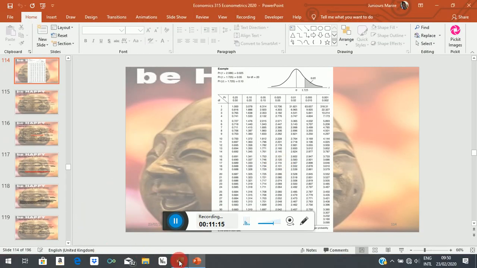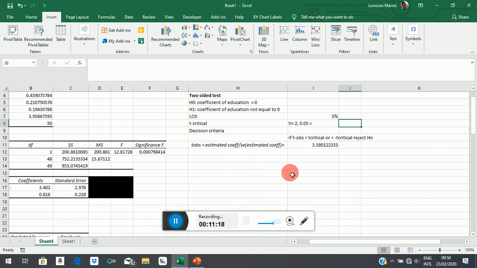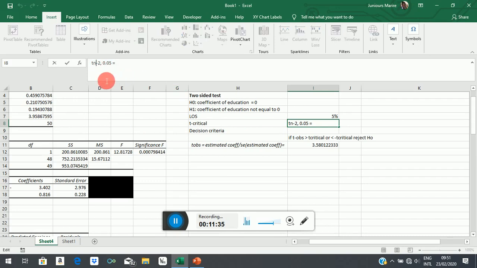So what we want to do is to come back to our regression. How many degrees of freedom do we have? Let's write that down. We have 50 minus 2, which is 48. And here, because it's a two-tailed test, the 5% level of significance is split into 2, so that it is actually 0.025 this side and 0.025 the other side.